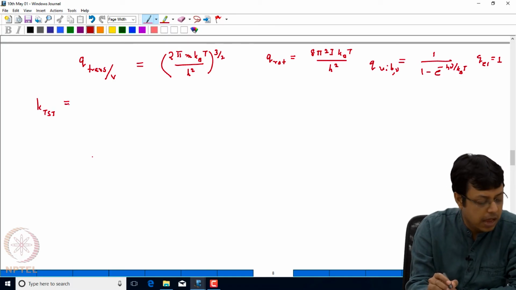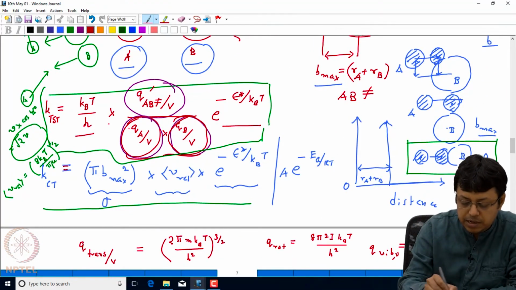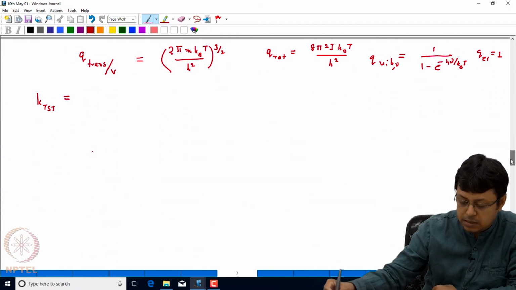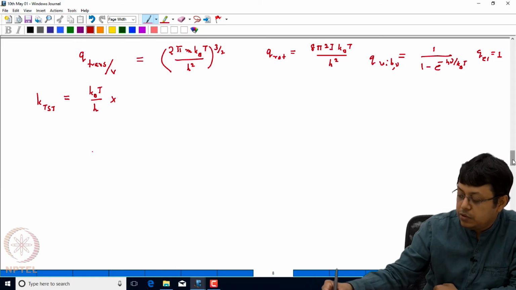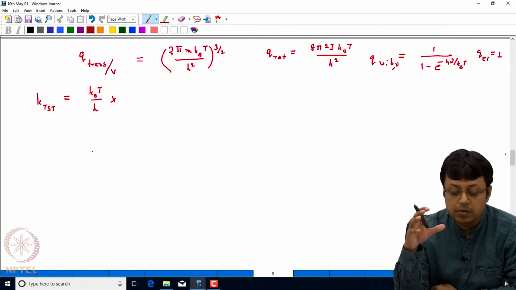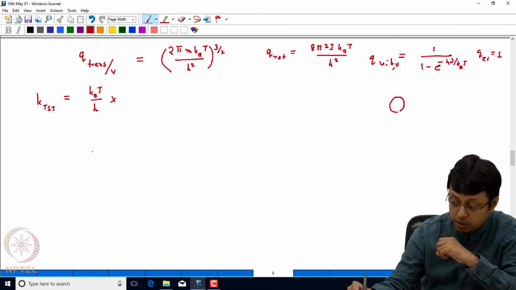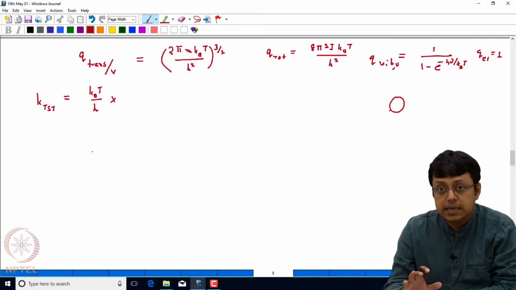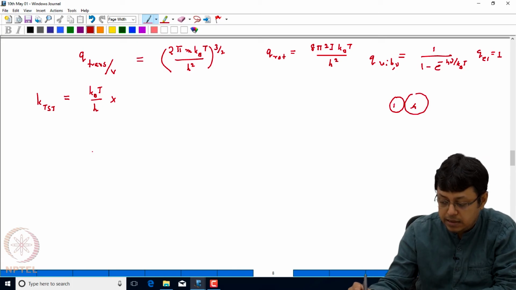And first things first, we have Q AB dagger. We can look it up, we don't need to remember it. So it's kBT divided by h, times the translational partition function of the transition state divided by volume. Now the transition state, the way we are thinking right now, is for a bimolecular reaction, so it will look something like this, where we denote this as A and this as B.